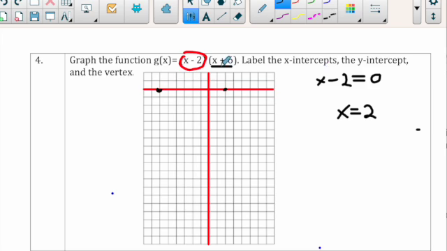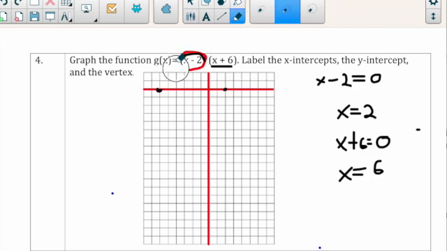Remember, when you're at the x-intercept, y is equal to 0. So x plus 6 equals 0. Okay, and so x equals negative 6. That is how you find your x-intercept. How do you find your y-intercept? Well, for your y-intercept, your x's are 0.